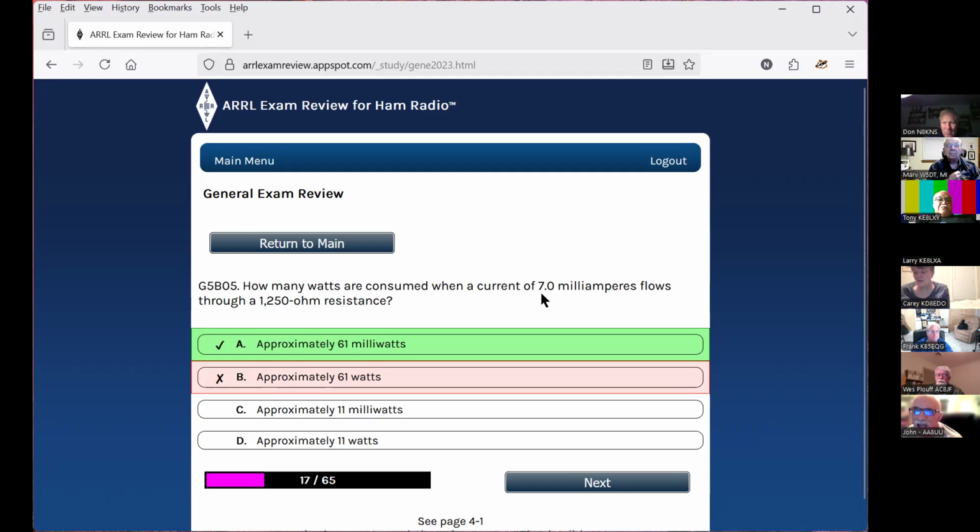Milliamperes is 0.007 amps, so you have to take that into account. I'm getting sleepy. I squared R. Well, we've got 3 more to go and then we'll call it a night.